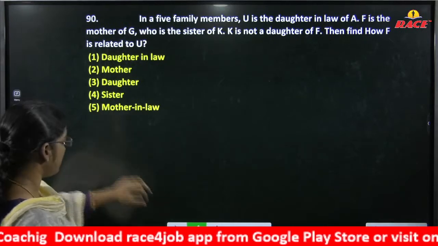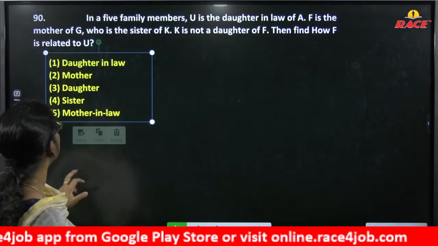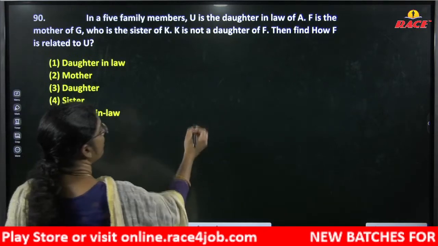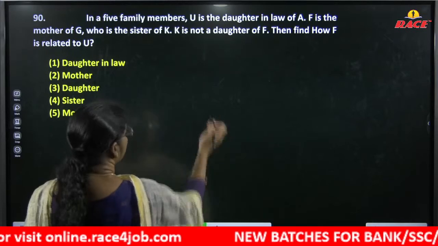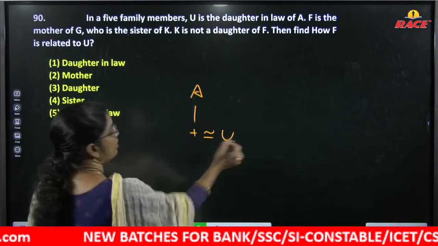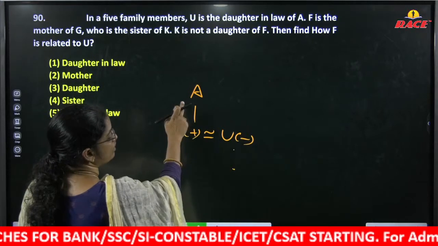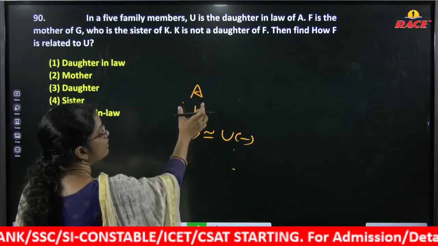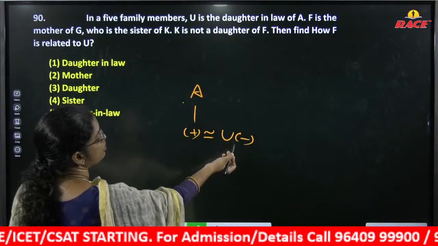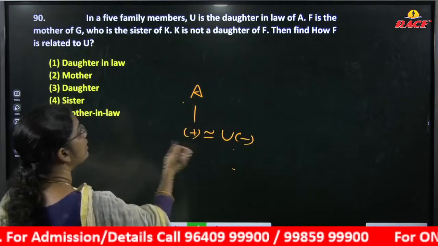Here we have one question related to blood relations. In a family of five members, you is the daughter-in-law of A. You is the daughter-in-law of A means A's son's wife is you. Here I am taking a minus symbol for females and a plus symbol for males. We don't know the gender of A, but A is an in-law of you. Daughter-in-law means definitely a son is the husband of you. So that is the relation.